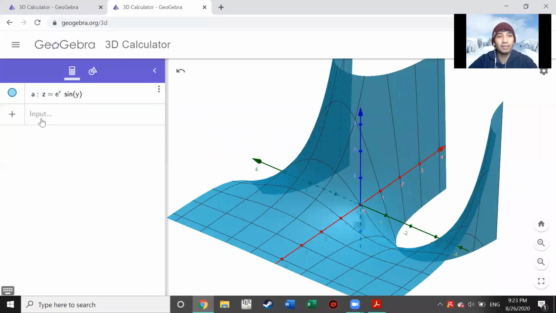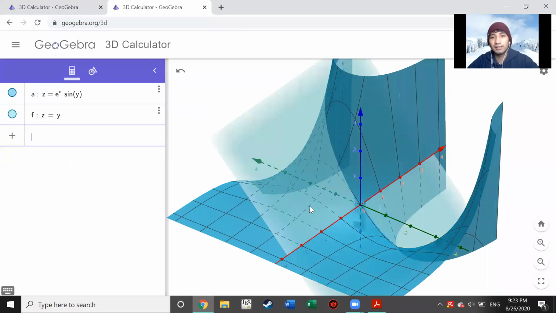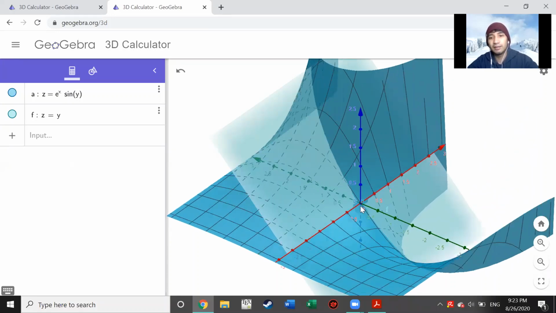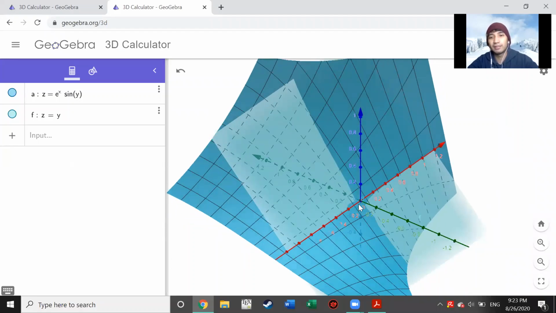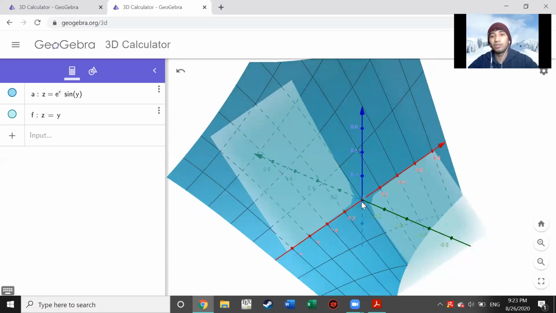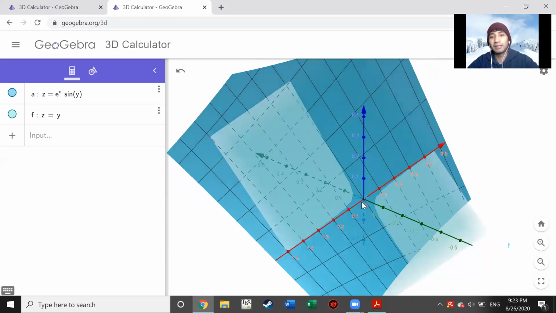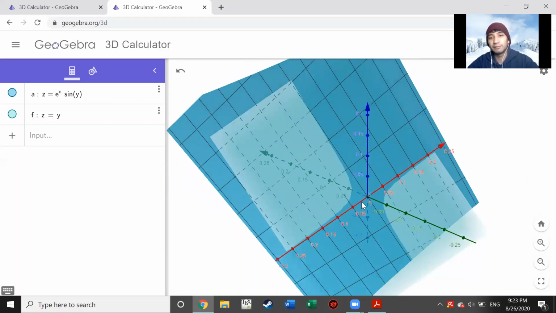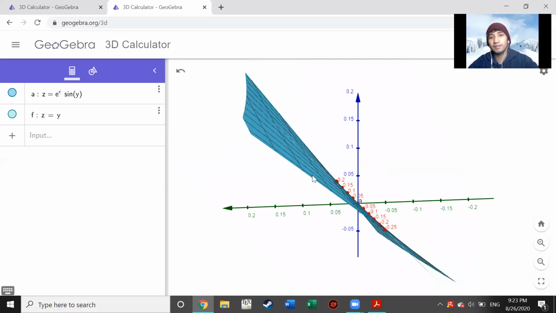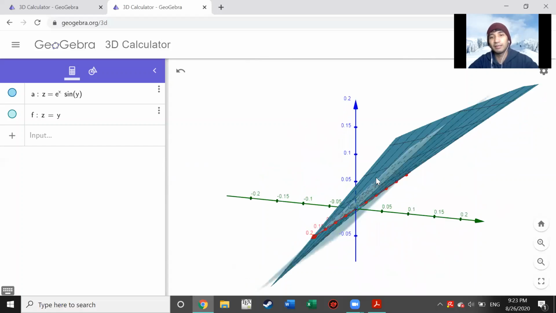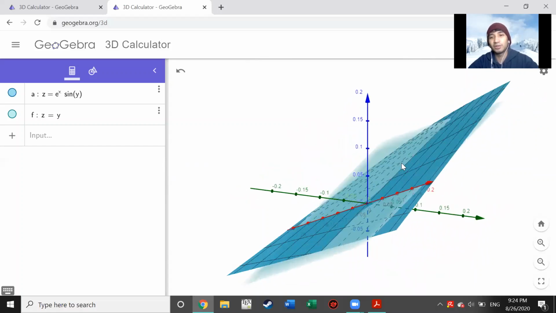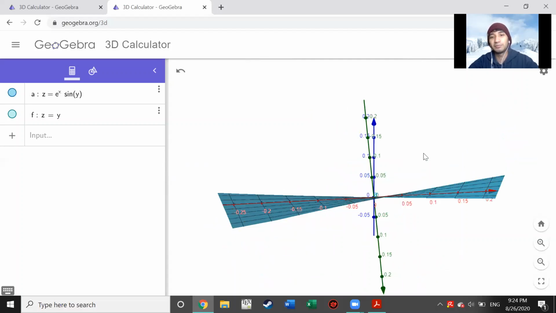So kung titignan natin yung graph ng z equals y, so that's this light blue plane. Pag nag-zoom daw tayo near the origin, halos magkamukha yung ating surface at saka yung ating light blue plane. Yun yung ating tangent plane. So, nag-zoom ako ngayon. So, yan. Parang halos magkamukha naman sila. And if you want something even closer, pwede nyo pang mas i-zoom. Okay?